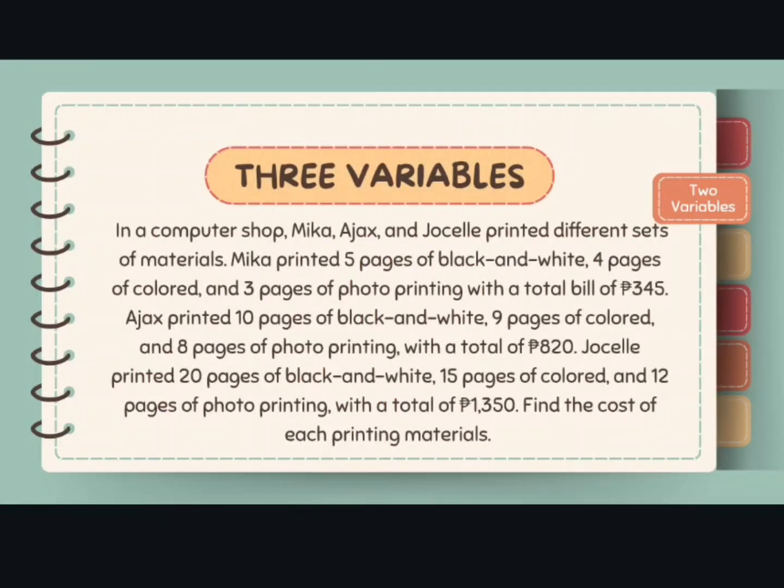Now let us proceed in solving a word problem with 3 variables. In a computer, Mika, Ajax, and Giselle printed different sets of materials. Mika printed 5 pages of black and white, 4 pages of colored, and 3 pages of photo printing with a total bill of 345. Ajax printed 10 pages of black and white, 9 pages of colored, and 8 pages of photo printing with a total of 820 pesos. Giselle printed 20 pages of black and white, 15 pages of colored, and 12 pages of photo printing with a total of 1,350 pesos. Find the cost of each printing material.